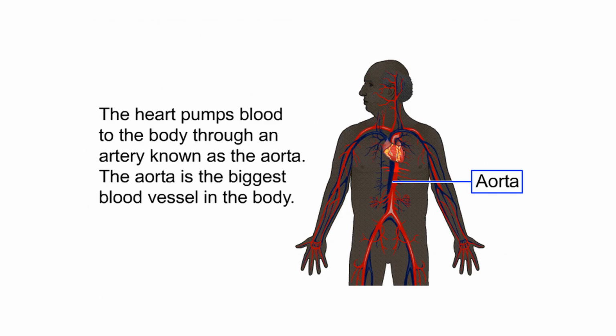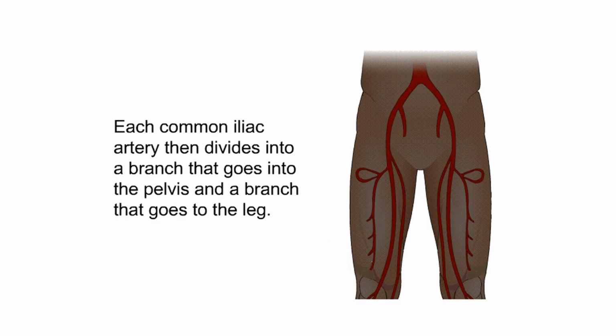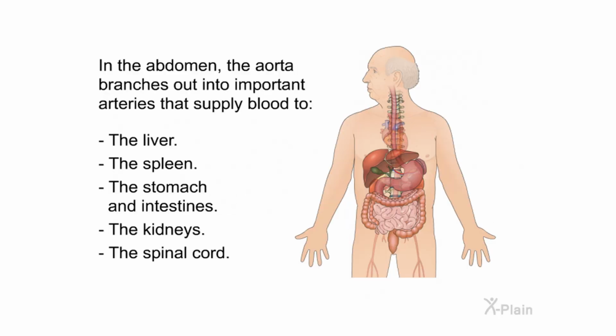Anatomy. The heart pumps blood to the body through an artery known as the aorta. The aorta is the biggest blood vessel in the body. The aorta branches into two main arteries called common iliac arteries in the abdomen. Each common iliac artery then divides into a branch that goes into the pelvis and a branch that goes to the leg. In the abdomen, the aorta branches out into important arteries that supply blood to the liver, the spleen, the stomach and intestines, the kidneys, the spinal cord.